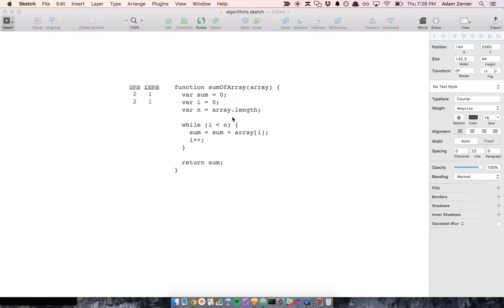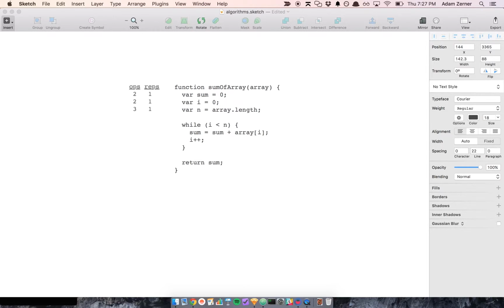This third line of code involves one operation for the declaration of this variable n, 1 operation to get the length of this array, let's say, and a third operation to assign the length of the array to the variable. So this involves 3 operations, and it's repeated once.